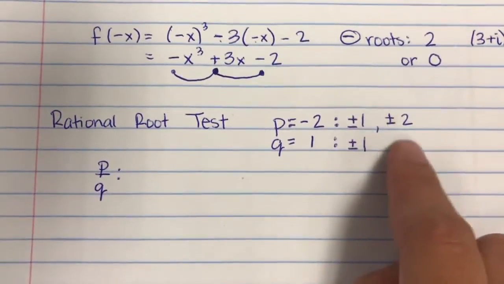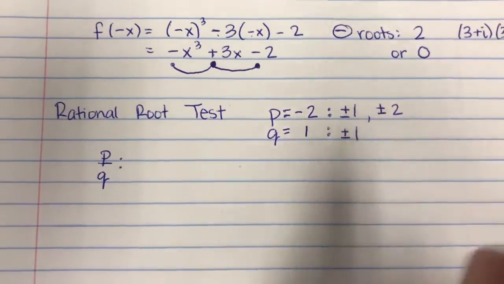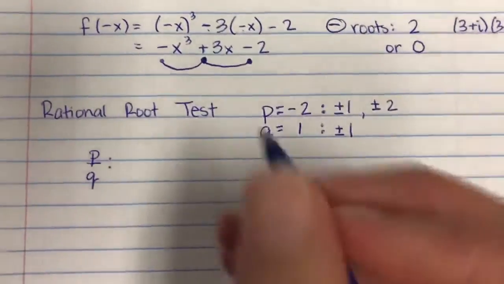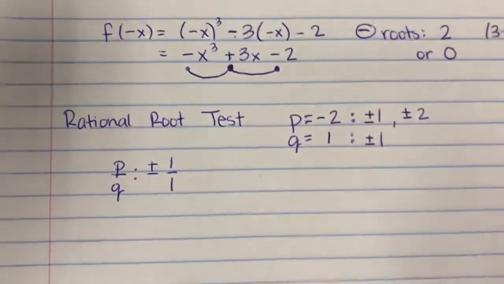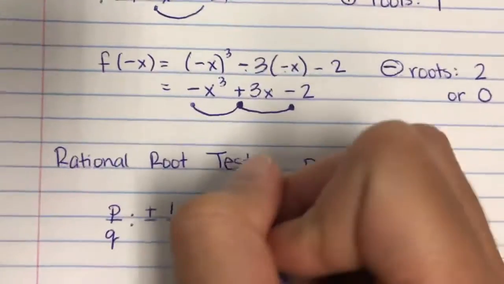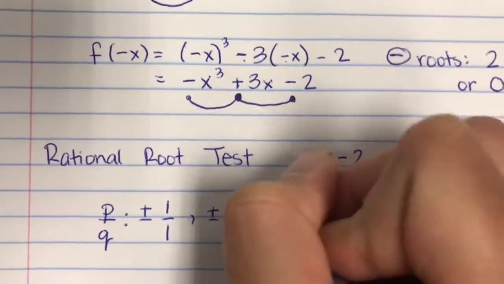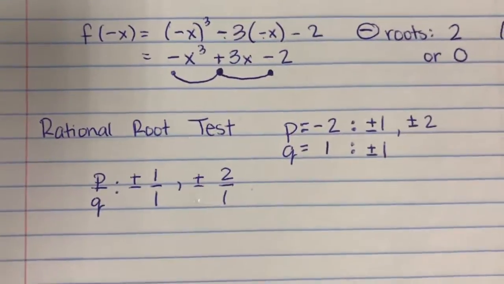So now that I have these possibilities for p and q, I can create fractions from them. I've got a plus or minus 1 over 1 and a plus or minus 2 over 1.